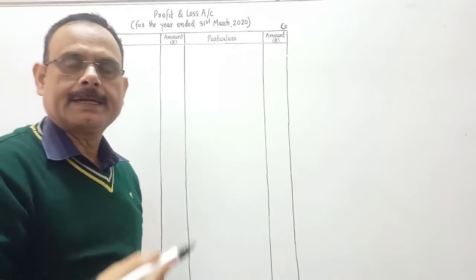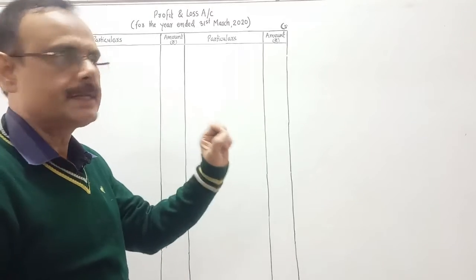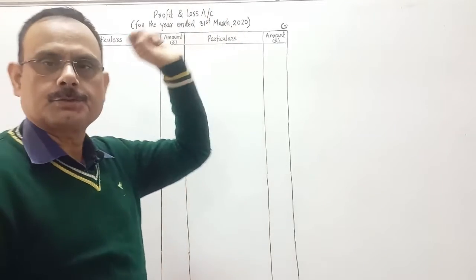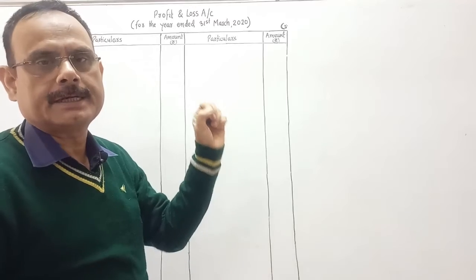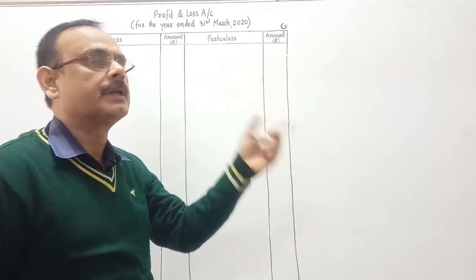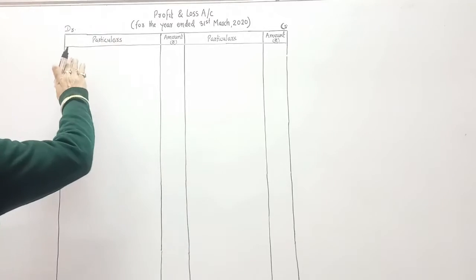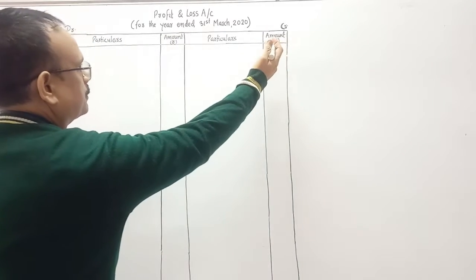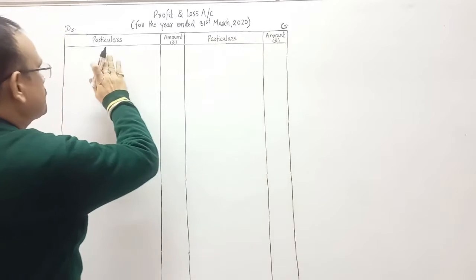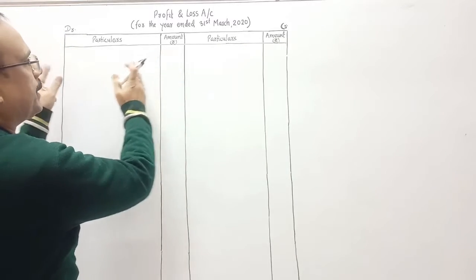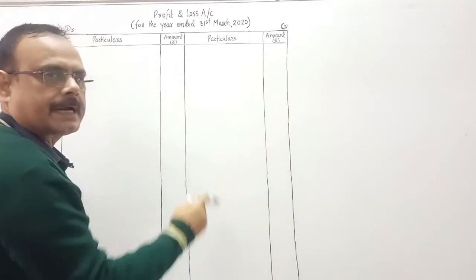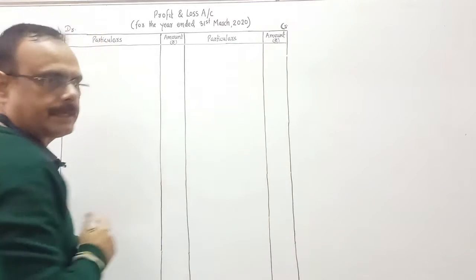Suppose the year ended 31st March 2020, then you write 31st March 2020. If it is the year ended 31st March 2021, then you write that date. This side is your particulars, this side is your amount. This is the debit side, and the same is on the credit side: particulars and amount.